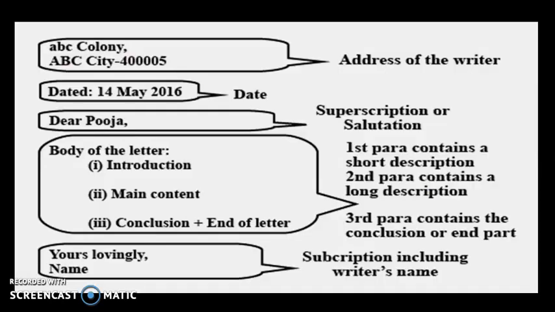Let's recap on the elements. In an informal letter, okay, you need to first start with the address, followed by the date, okay, followed by the salutation, that means your friend's name, followed by the introduction, then your main content, okay, then the conclusion, and finally your subscription and the writer's name. I will teach you how to write the letter step by step.